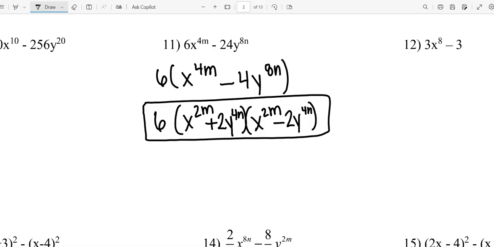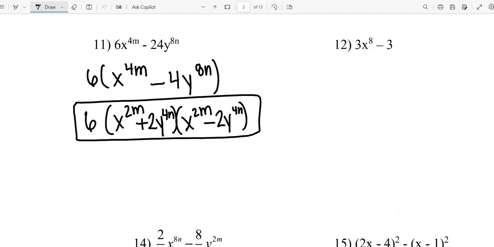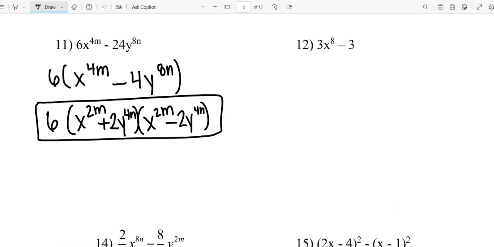Number 12. Do we have 2 terms? Yes. Is it a difference? Yes. Are they perfect squares? No. Is there something they share? Yes. What is it? 3. Let's take that out. What's going to be in my parentheses? X to the 8 minus 1.